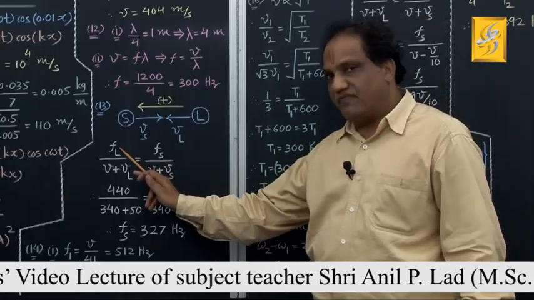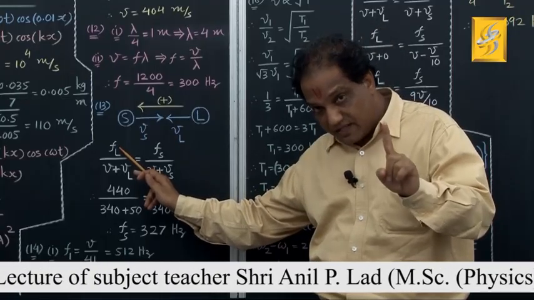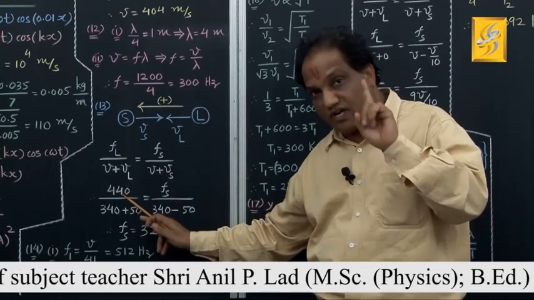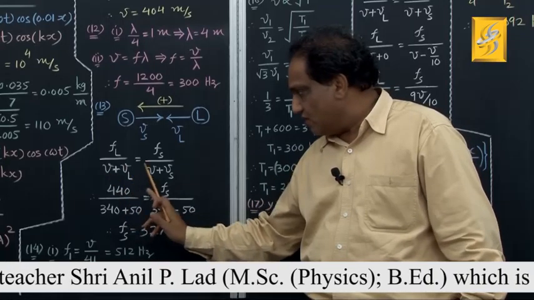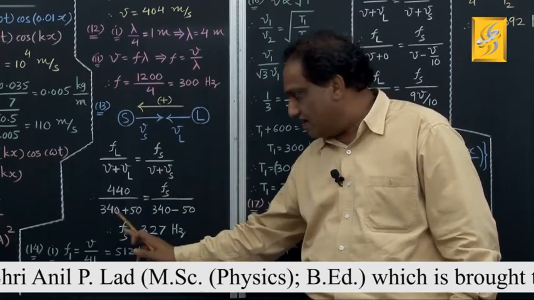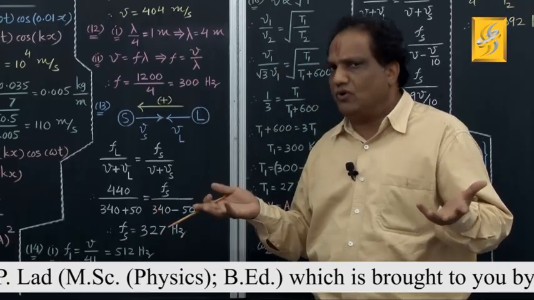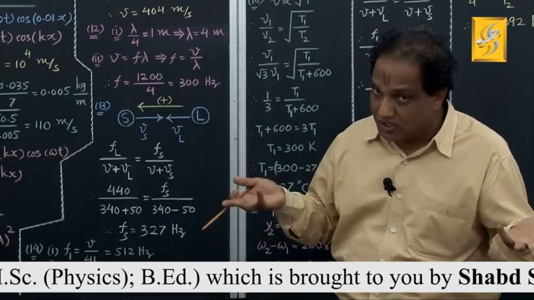Come on, Fl is the frequency of sound heard by the listener. They have given 440 hertz. V is the velocity of sound. They have given 340 meter per second. And you know velocity of sound is always to be taken positive.